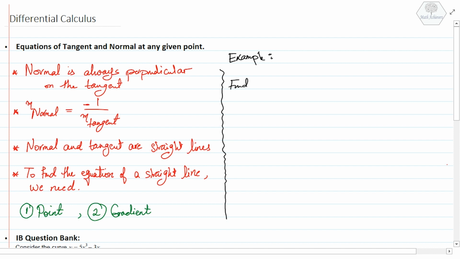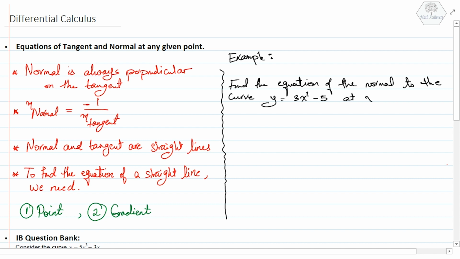Find the equation of the normal to the curve y is equal to 3x squared minus 5 at x equals 2.